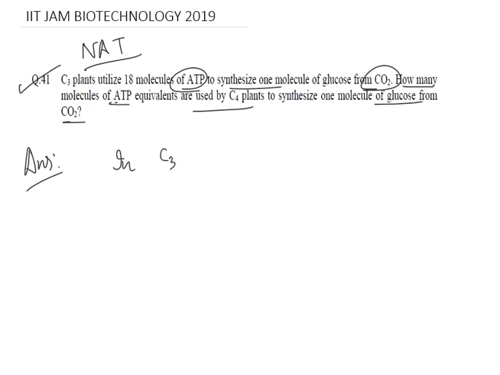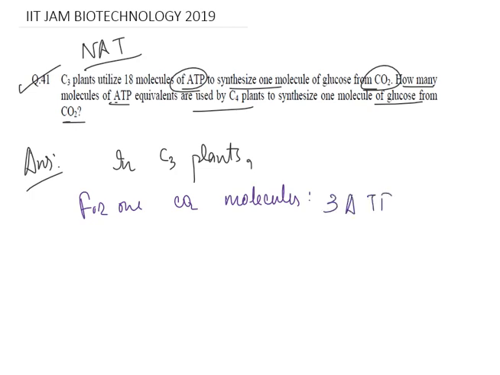So in C3 plants, for 1 CO2 molecule, we need 3 ATP plus 2 NADPH.